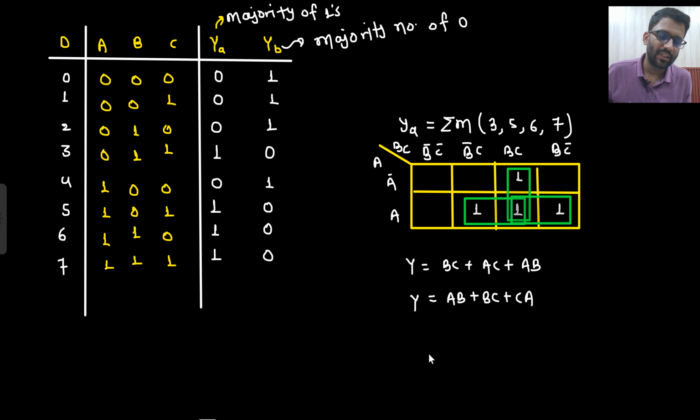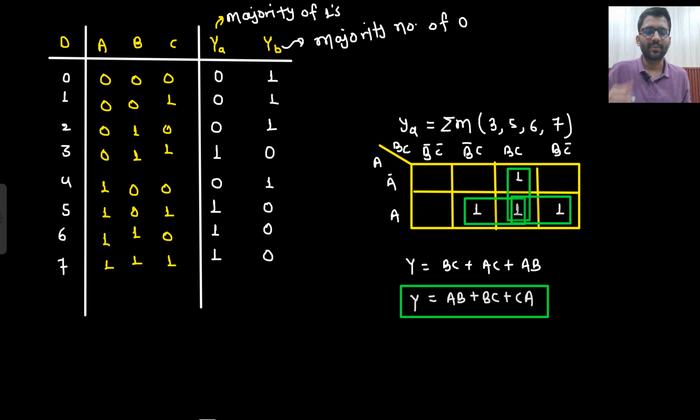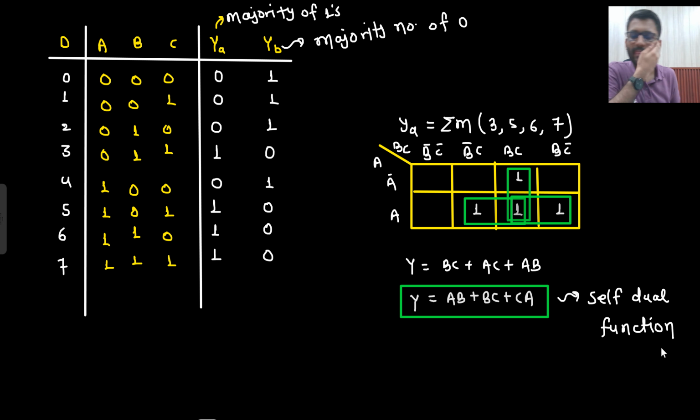Do you remember anything about this expression? This is a self dual function, right? Self dual function. If I have written YA in this manner, okay, let's not do it. We will again make the K-map. So this is one of the expressions. Let's make the K-map again.